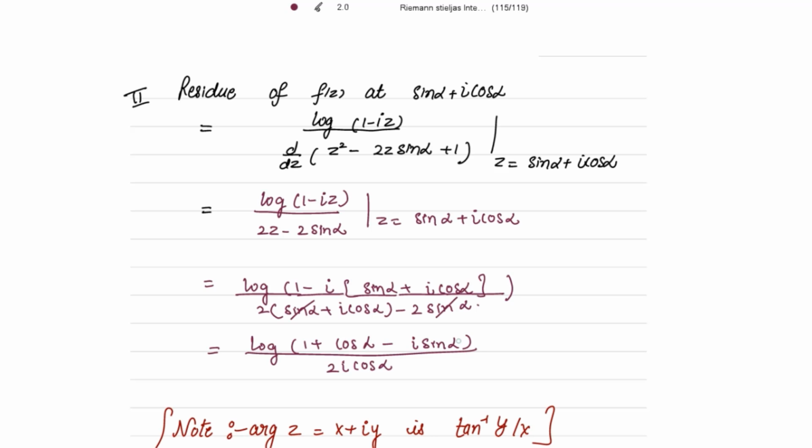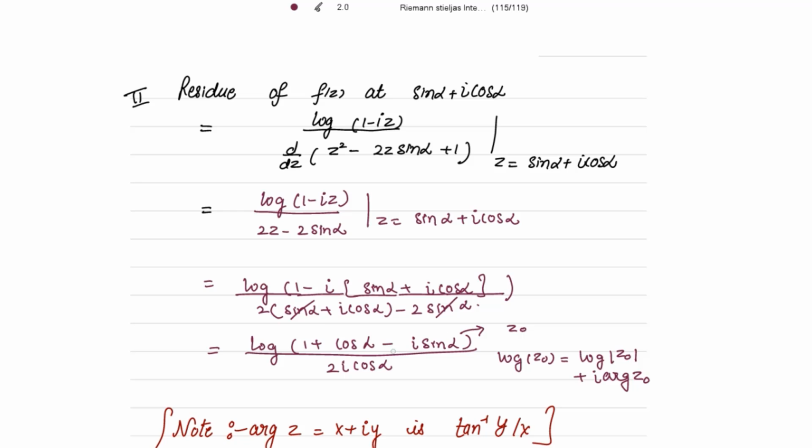So that will be log of the modulus of this thing. Suppose this is equal to z naught. So the formula for the numerator is log of z naught equal to log of mod of z naught plus iota argument of z naught.